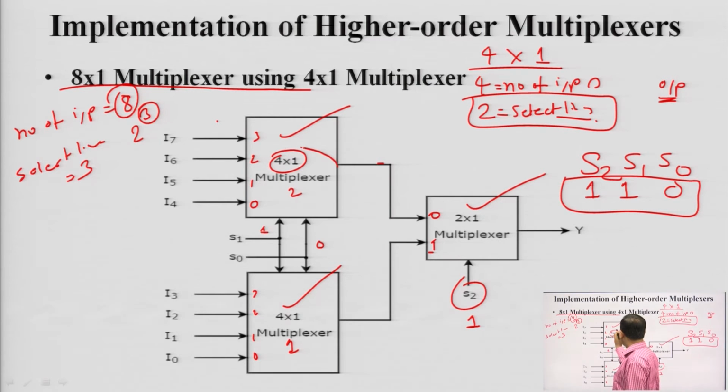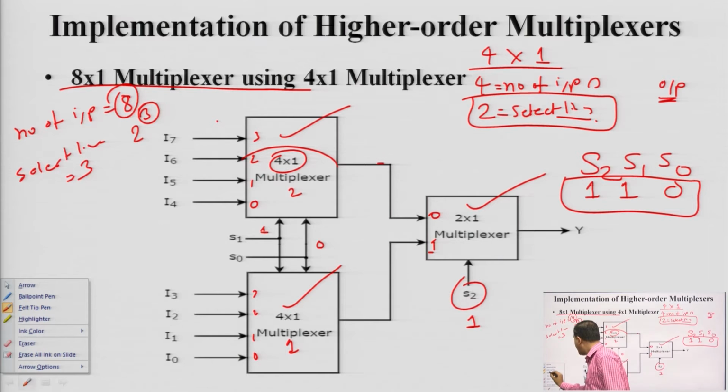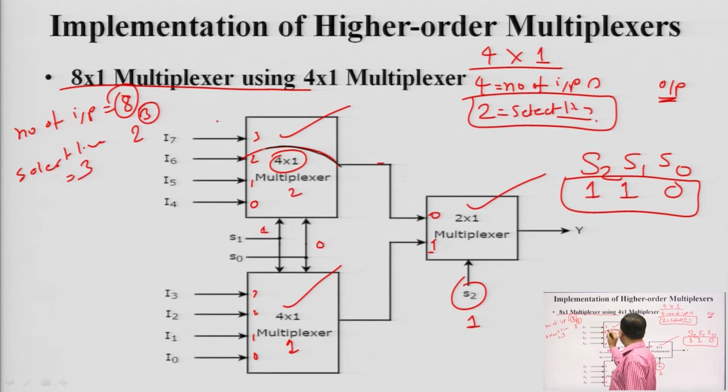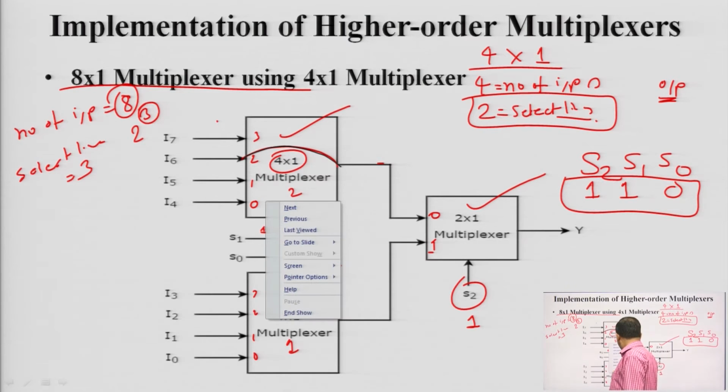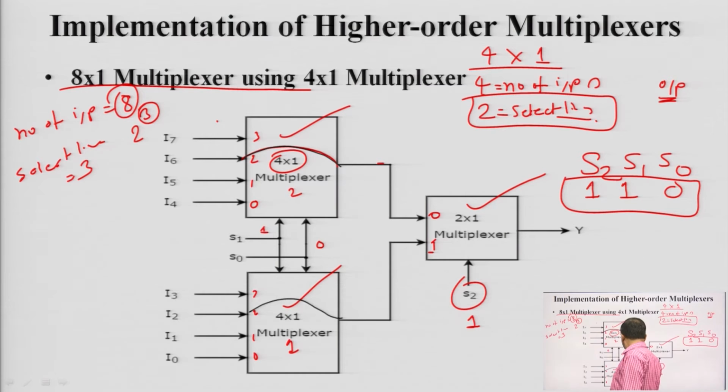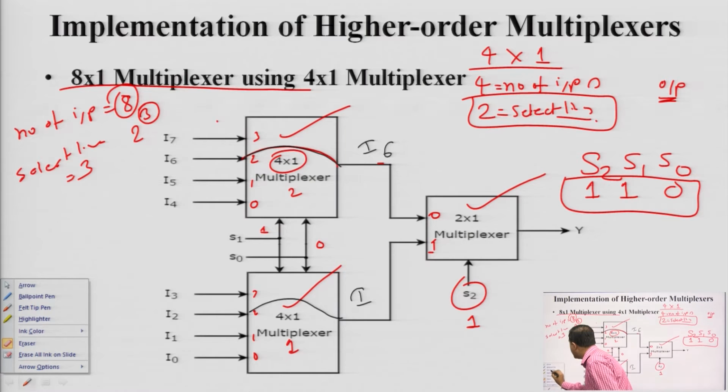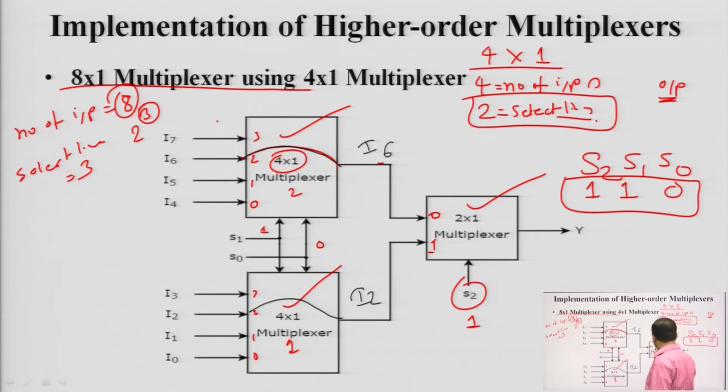So, the output will be connected to this one for multiplexer 2, and for multiplexer 1 the output will be connected to this. So, this is nothing but I6 and this is nothing but I2. First one is I6 and this is I2. Now for the 2 cross 1 multiplexer, there is 0 and 1. So, S2 is 1.